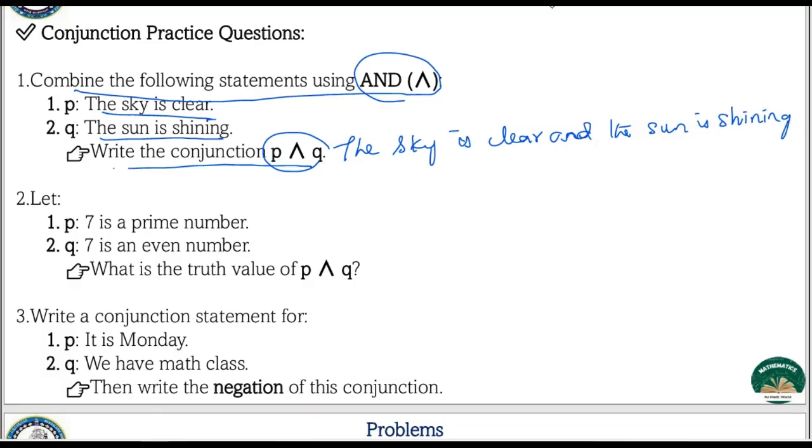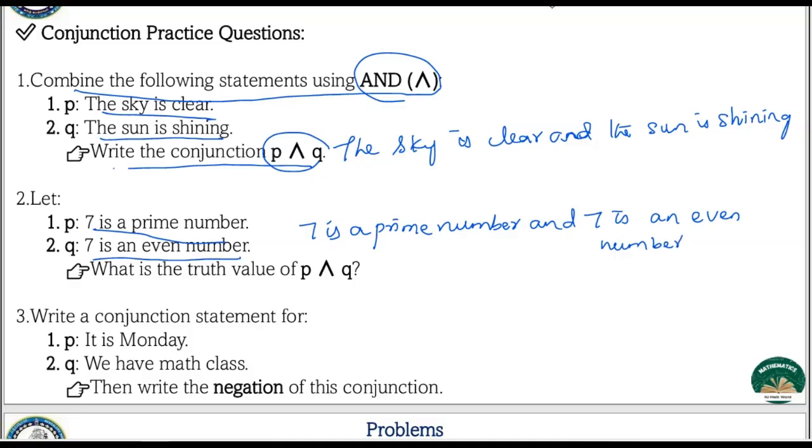Then second one, P: 7 is a prime number, Q: 7 is an even number. What will be P and Q? P and Q will be 7 is a prime number and 7 is an even number. This you have to join by using and.